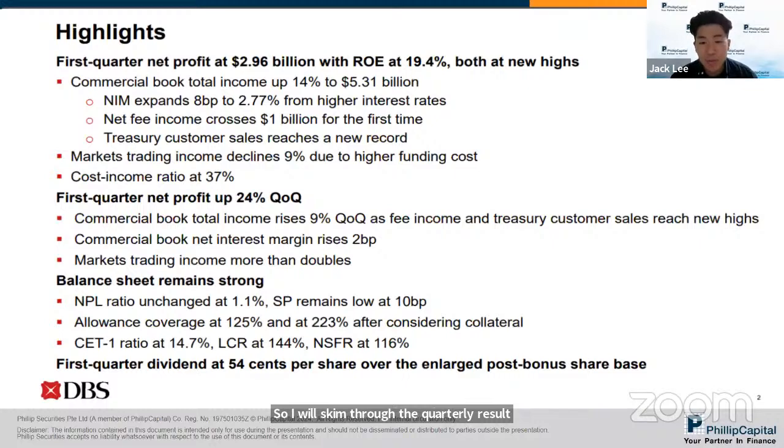So DBS net profit for the first quarter reached 2.96 billion, marking a significant achievement with a ROE of 19.4%. So looking at this actually is very good. And the stock is going up a lot since the final quarterly result. So this is one of the results, of course. So the bank's net interest income expanded 2.77% thanks to the high interest rate.